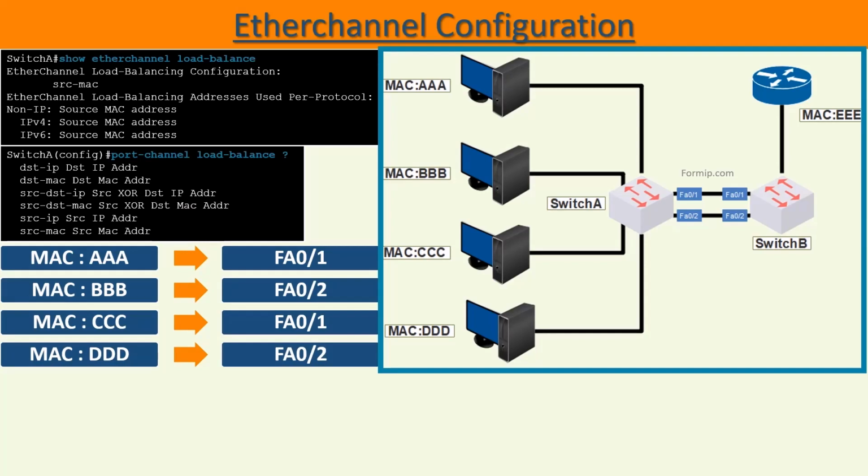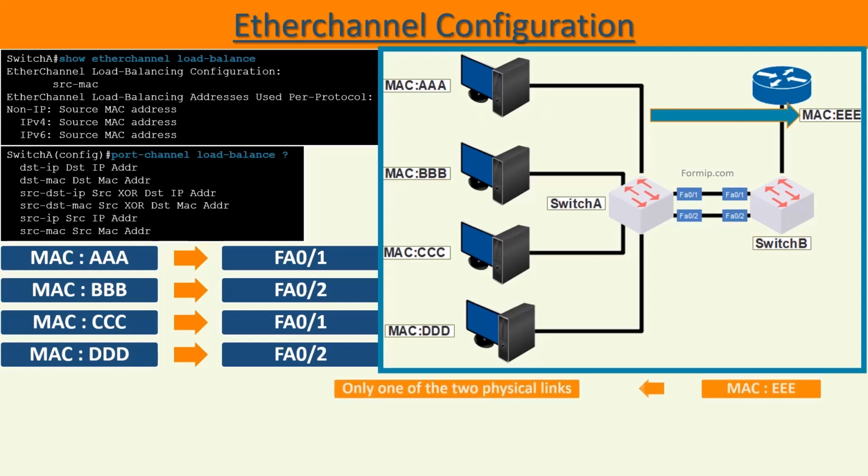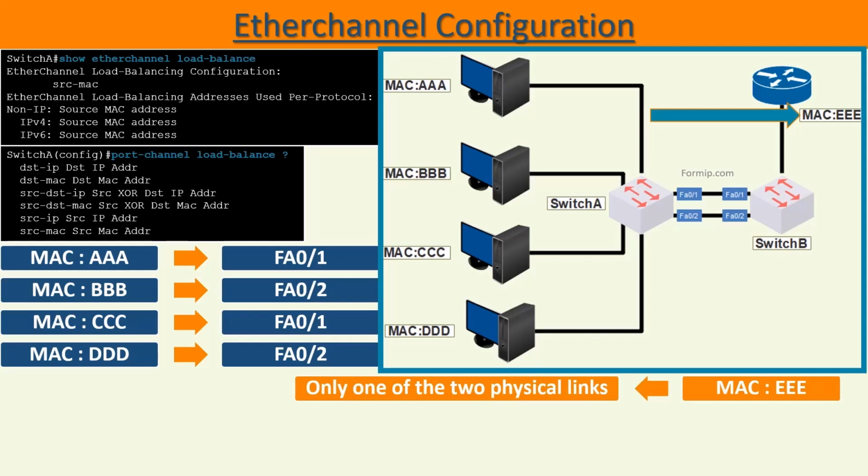As there are several PCs, this configuration is very good, because the 2 physical links between the 2 switches are used. On the other hand, on the switch B side, it's a different story, because as the selection is made on the source MAC address, the router and switch B, the return path, or any other packet that wants to reach the PCs, will only be sent on a single link, as there is only one source MAC address, the MAC address 3E. It will choose either FA0/1 or FA0/2, and the other will not be used at all.